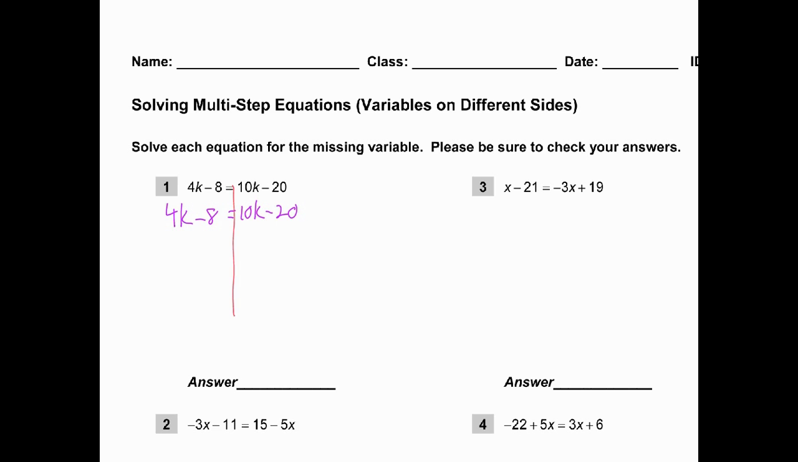Now, we have 2 different ways to proceed from here, all right? If we draw a line down through the equal sign, we could subtract 4k from both sides. And if we do that, on the left-hand side, 4k minus 4k is 0k, so the 4k's cancel out. And on the right-hand side, we have a 10k minus 4k, which would give us 6k. All right, notice the coefficient, the 6 is positive.